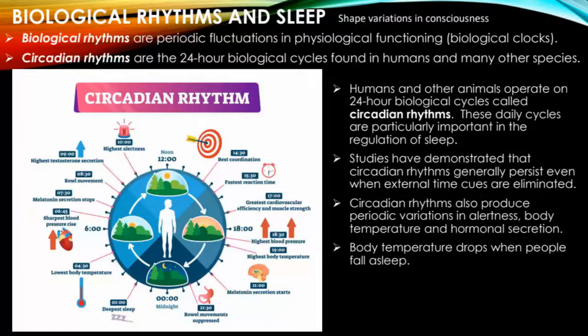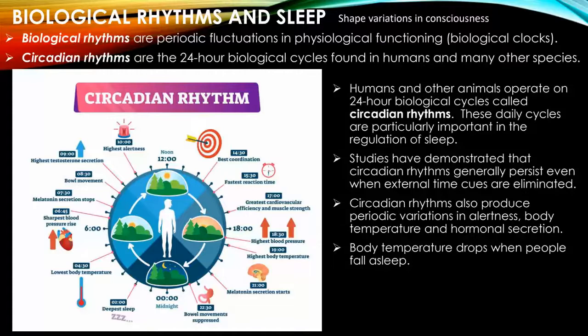And it's obviously not the same for everybody, and certain things impact on our circadian rhythms. But what studies have found is even when external time cues like sunlight and things like that are removed, that circadian rhythm generally persists. So it's a pretty fixed feature in our day-to-day activities, that 24-hour cycle of how our body functions in a physiological way.